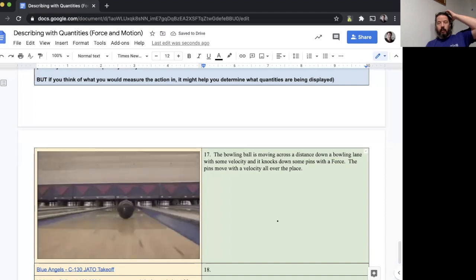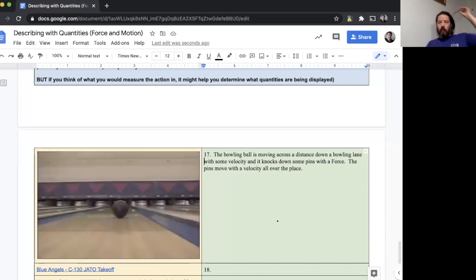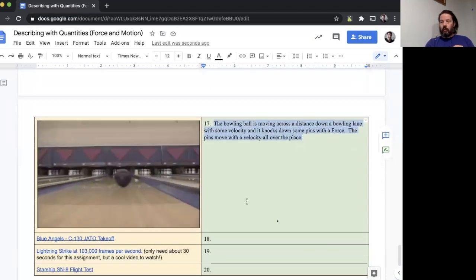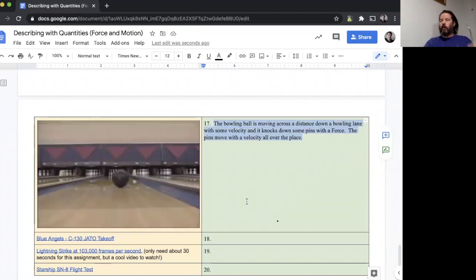It knocks down some pins with a force. The pins move with a velocity all over the place. Okay? And you could even talk about the force of the pins hitting one another or whatever, but we're basing it off of this picture. Okay? So use the quantities to describe what's going on. Okay? Just so you get an idea of interpreting what we see in terms of the physics language.